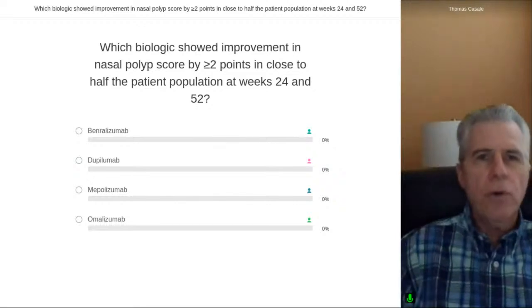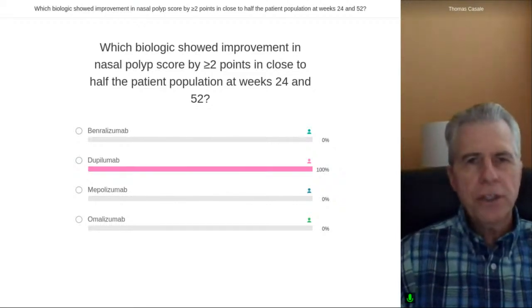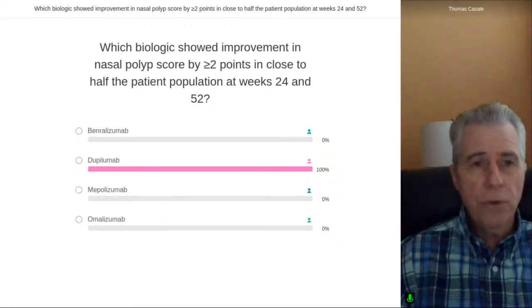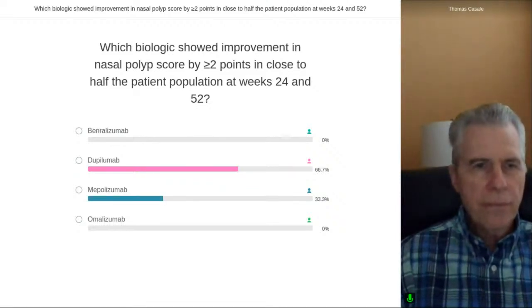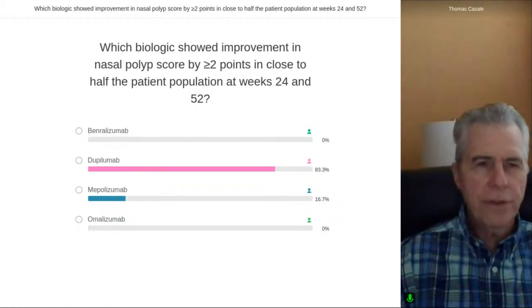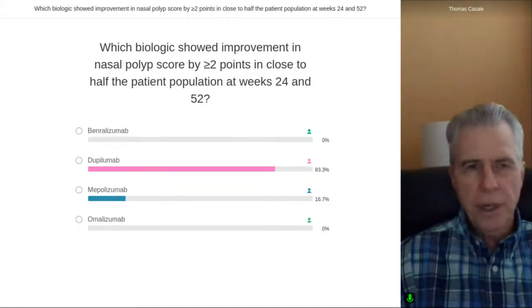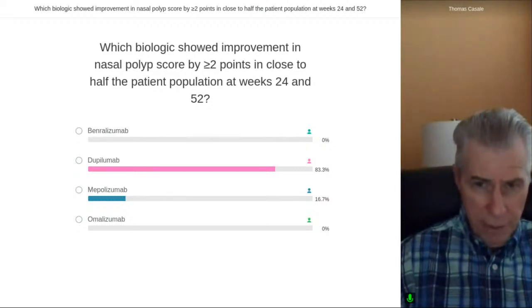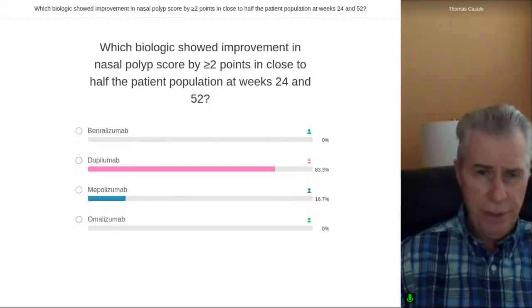So if we give the second question, which biologic showed improvement in nasal polyp score by greater than 2 points in close to half the patient population at both weeks 24 and 52? Just to remind you that right now we have 3 biologics currently approved for the treatment of nasal polyps, and those are dupilumab, mepolizumab, and omalizumab. Benralizumab is finishing up their phase 3 trials now.